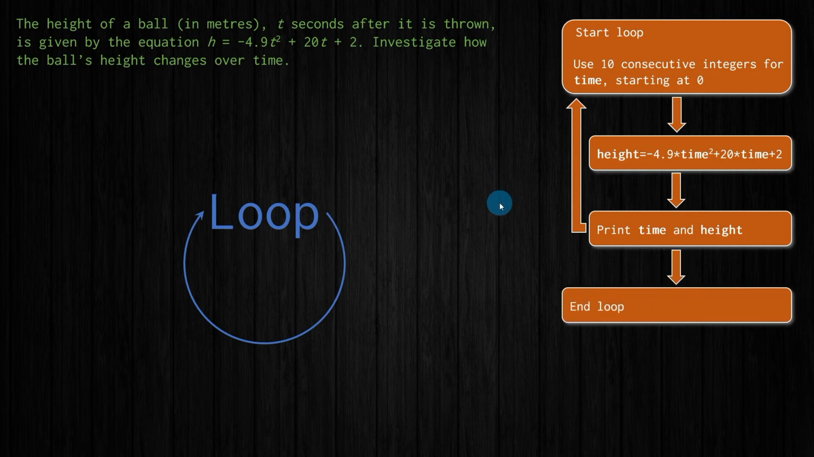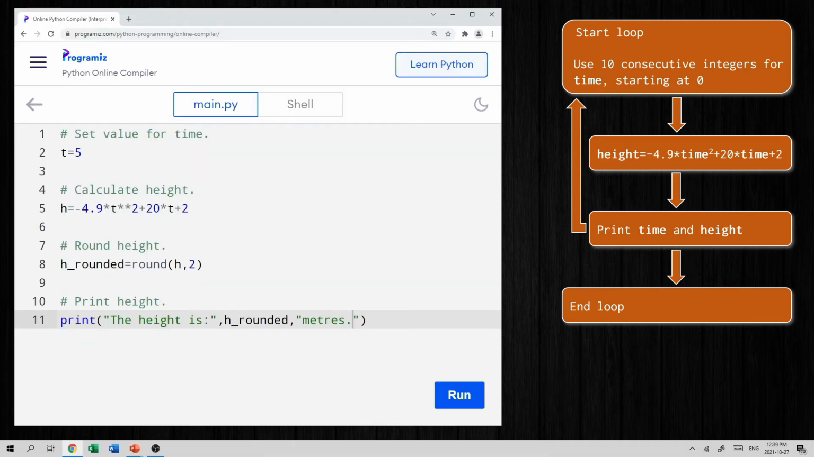Okay, and that's the idea. We'll start a loop. We'll input 0, calculate the height, print the time and the height. Then we'll do it again. This time we're going to do it for 1 second. So we input 1, calculate the height, print the time and the height, and keep doing this until we've done 10 consecutive integers, and then we'll stop the loop. So let's head over to Python now and talk about how we can actually input this.